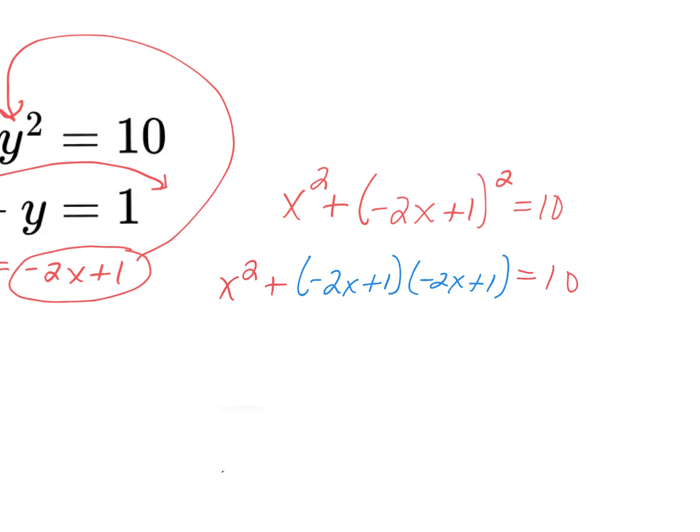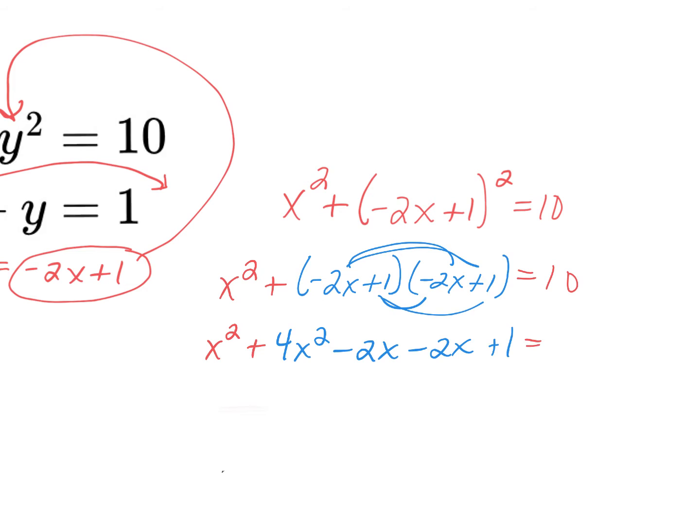So the first thing we're going to do is we're going to FOIL. We're going to combine in the middle here. So I have x squared plus, when I FOIL this, negative 2x and negative 2x is positive 4x squared. Negative 2x and positive 1 is minus 2x. 1 and negative 2x is minus 2x. And 1 times 1 is 1. And then I still have my equals 10.